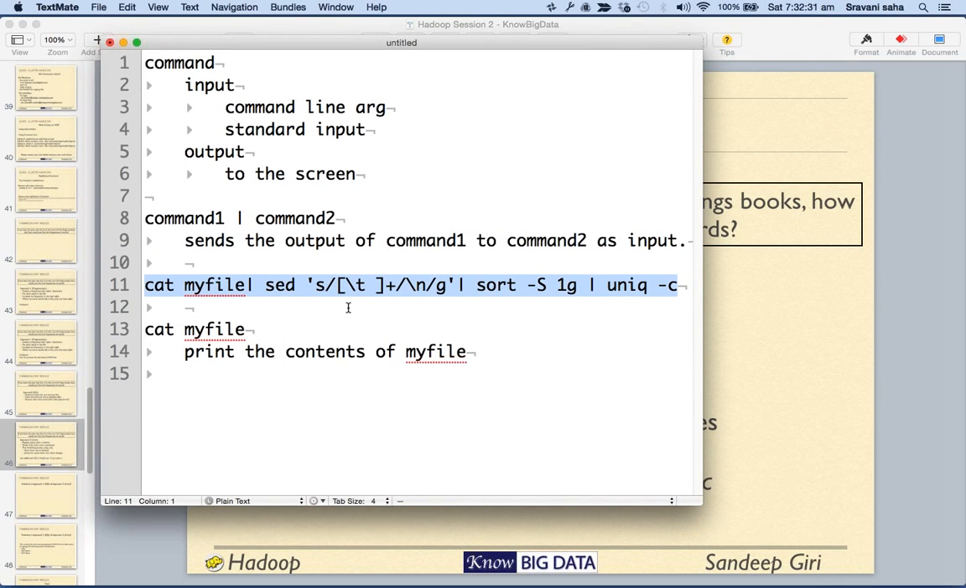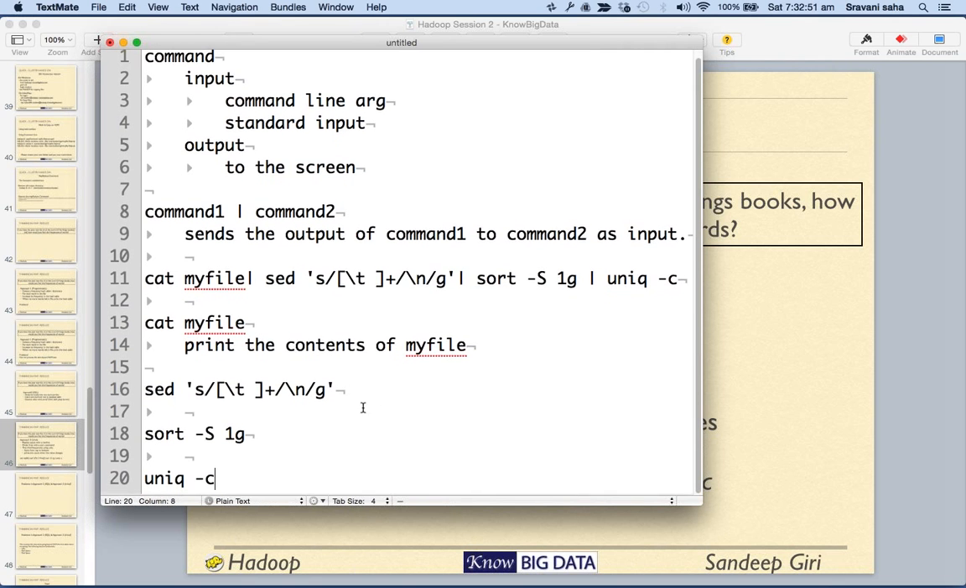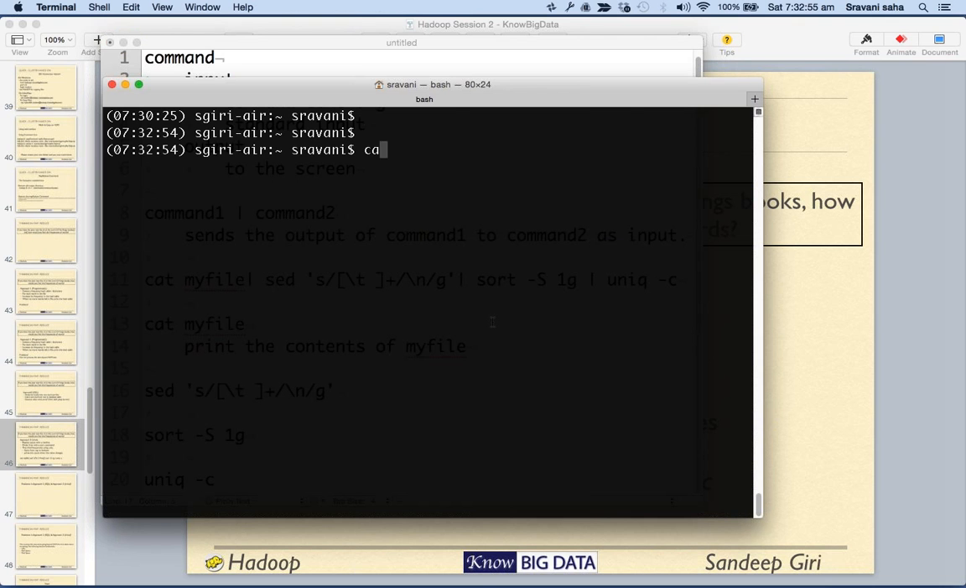So here is one good example where we have chained four commands together. I'll try to explain the meaning of each one. Let's say I take a file called cat big. Let me just find a good file. So find is another command in Unix which can help us find a file anywhere. So it found that there is a file big.txt. So let me make a directory of session 2.